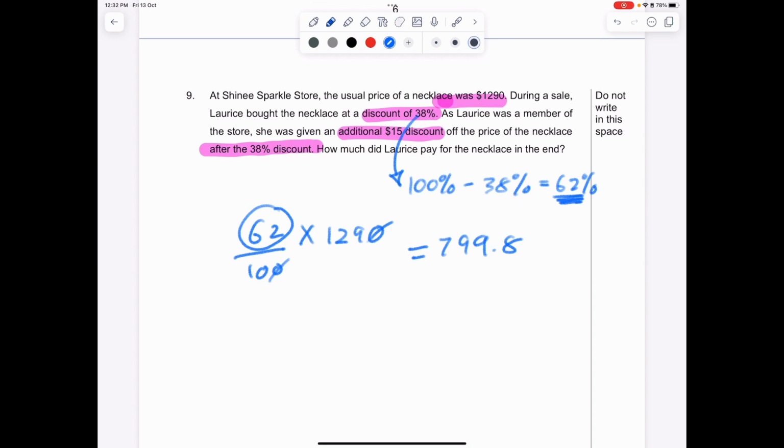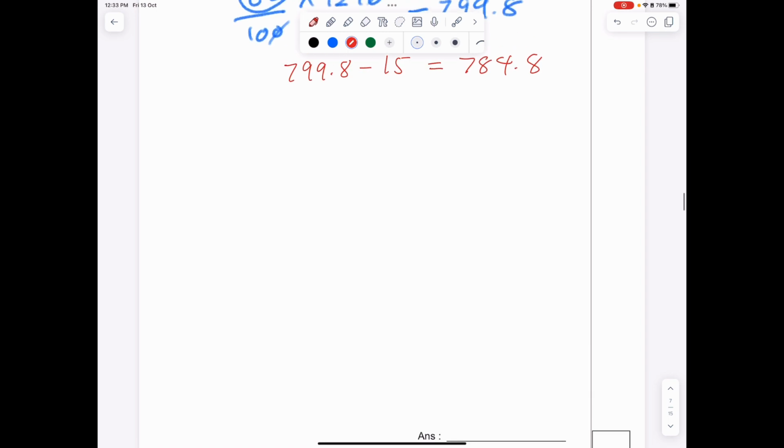Now, on top of that, she was given an additional 15%. So therefore, you need to take 799.8, subtract another 15. Where did I get the 15 from? Because she got an additional of 15%, $15 discount. And that will set us back at 784.8. Now remember to write your statement and your answer, you need to include the dollar sign, and don't forget, because it's money, it has to be 2 decimal points.